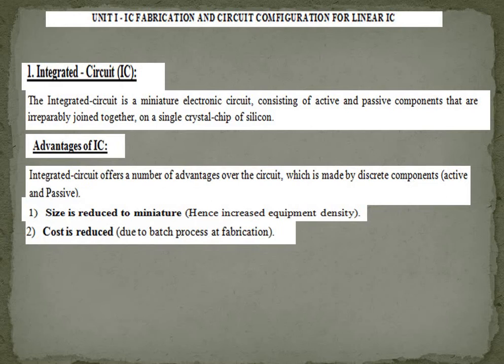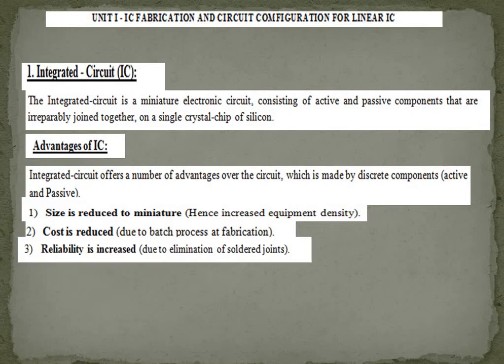And the second advantage is cost is reduced. In ICs or integrated circuits, the fabrication is not done singly. Actually it is batch processing. The meaning of batch processing is that we are fabricating millions of transistors, or millions of integrated circuits, at a particular instant of time, so that the cost is reduced.